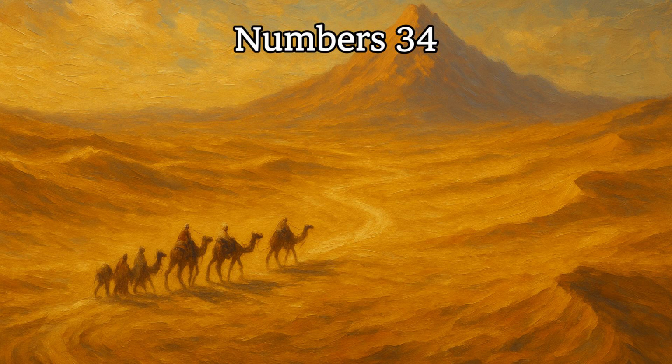So that's the south. The west is pretty straightforward, super simple. Just the coast of the Great Sea, that whole stretch. Can't get much clearer than that. Okay, so then the northern boundary. This one's a bit more complex, a few more points to track.